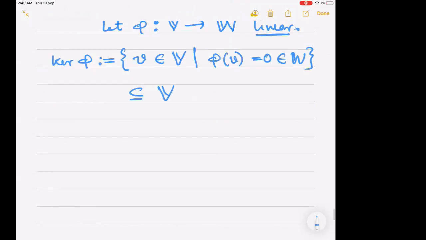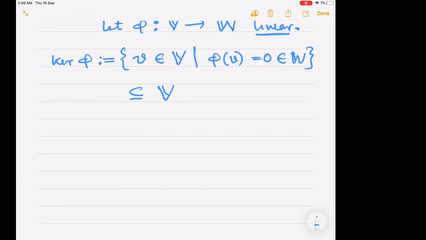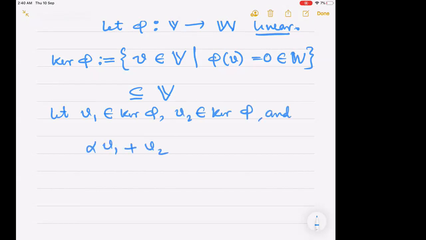In fact, checking can be done very easily. Remember what was the test for subspace? So let v1 be in the kernel of phi and v2 also be in the kernel of phi. Then alpha v1 plus v2, and alpha in F arbitrary.